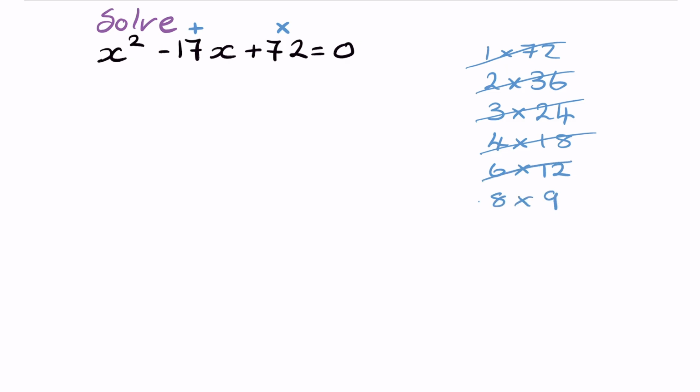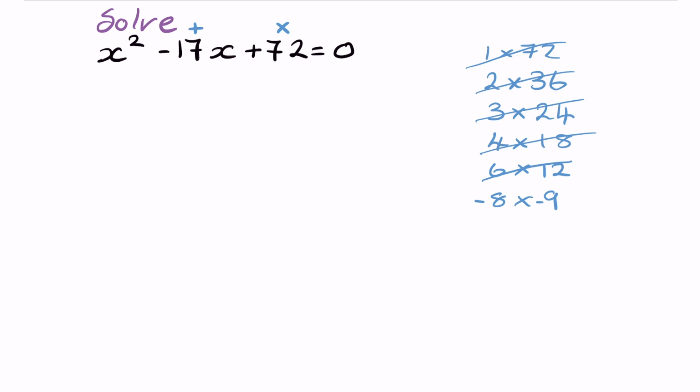8 times 9, so we have negative 8 and a negative 9. They multiply to make positive 72 and they add to make negative 17. You see the value of working this out on the side. I mean, it was obvious. We knew it wouldn't be 1 times 72 or 2 times 36.